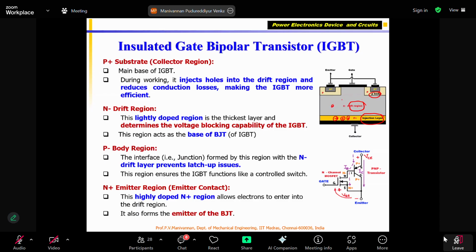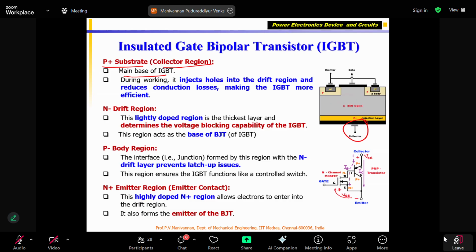Here you have fewer electrons. Here you have more electrons, highly doped, negative. Here you have fewer holes. Fewer means compared to P plus, the P region has fewer holes, positive charge. Compared to the N plus region, the N drift region has fewer electrons. So that's why the symbols. This is how it is constructed. So we know that the P substrate is called the collector region. It is the main base of the IGBT.